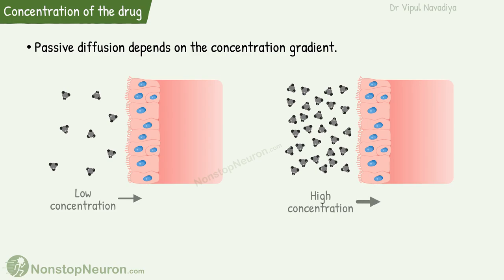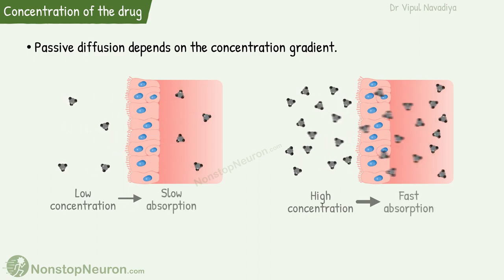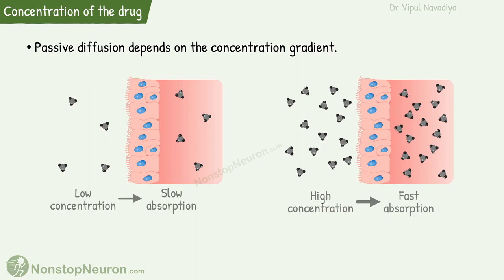Because of the difference in the concentration gradient, the absorption from the dilute solution is slow, whereas that from a concentrated solution is faster. In simple language, we can also say that absorption from concentrated solution is faster, simply because more drug is there to be absorbed. So this was about concentration.